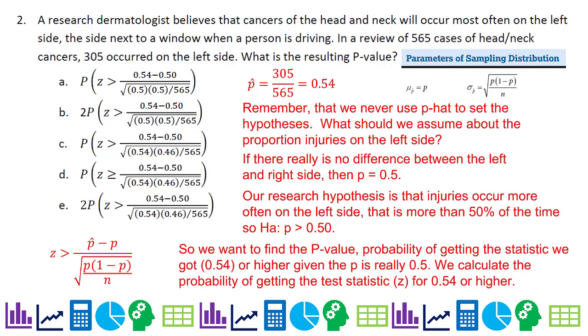So if p is 0.5, none of these with 0.54 are correct, right? It will have to be one of these two. So what's the difference between A and B? This is 2 times the probability that it's greater than the right. And that'll come in handy for a two-sided test, but this is a one-sided test. We're only concerned that it's greater than, not that it's different. So our answer choice is A.